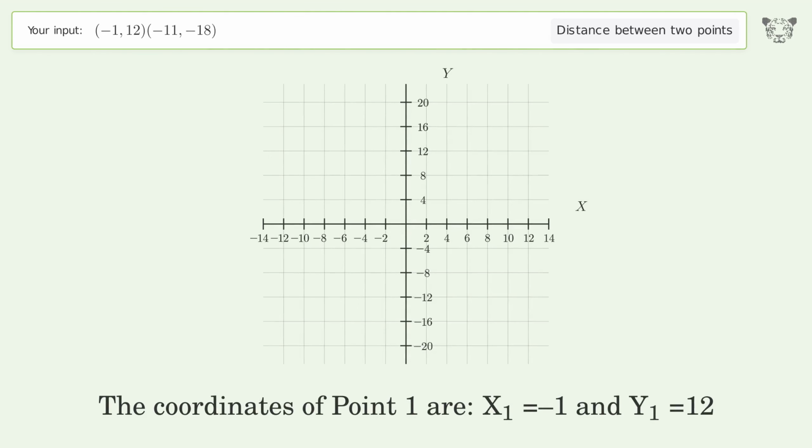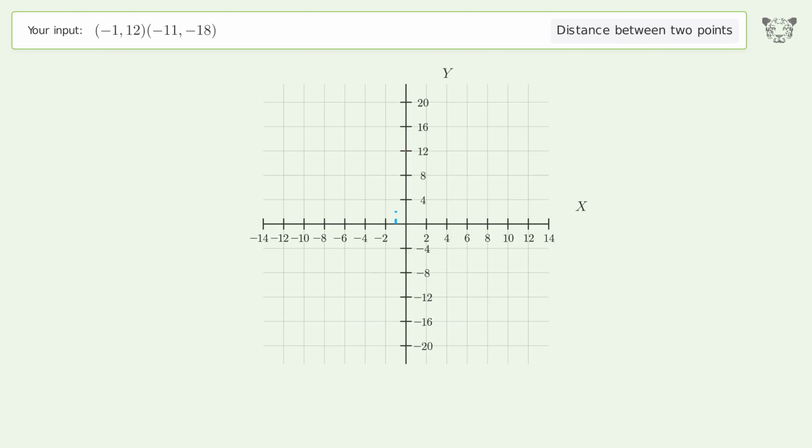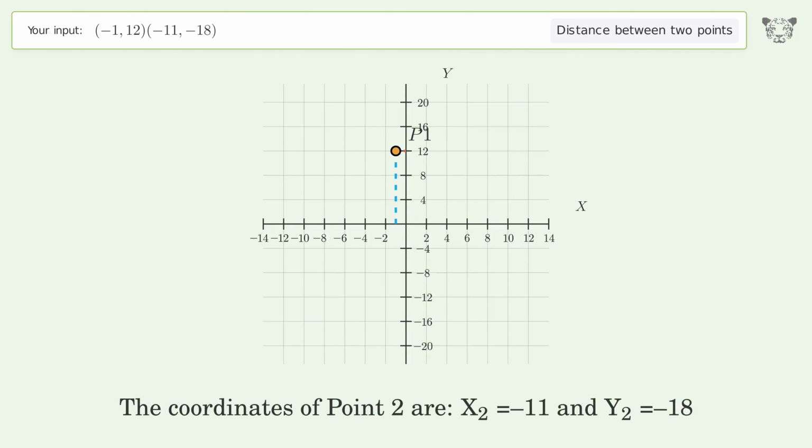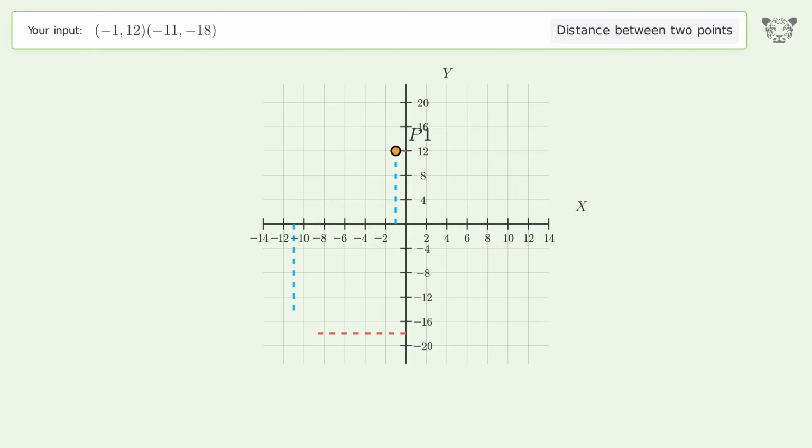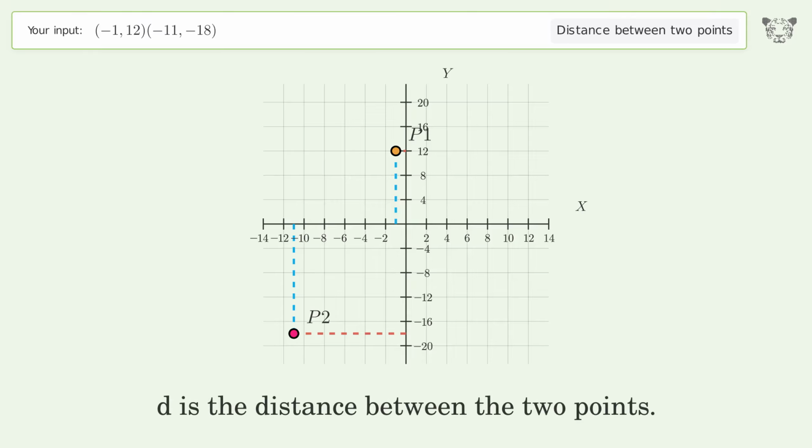The coordinates of point 1 are x1 equals -1 and y1 equals 12. The coordinates of point 2 are x2 equals -11 and y2 equals -18. D is the distance between the 2 points.